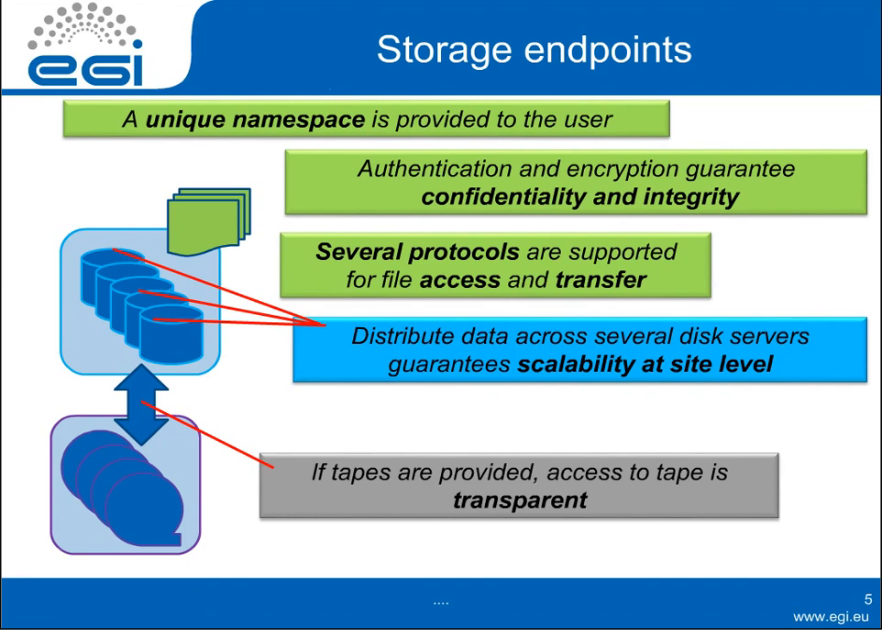And also, in addition to disks, you can have, for example, tape. This is called hierarchical storage management. Even in this case, the user doesn't know about that. You will experience, for example, latencies, because the data will be retrieved from tape, but the namespace will be the usual one, with files and directories browsable in a very simple way.